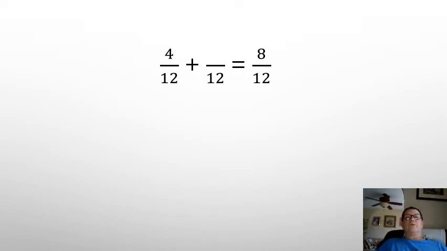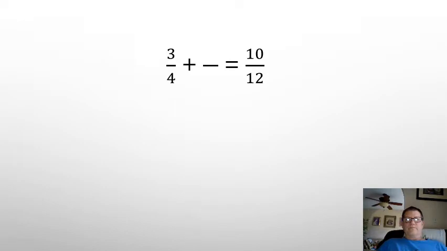On this one, once again, we have all 12s and we're only missing the numerator this time. We know the 12s are correct, and 4 plus 4 equals 8, so the numerator would be 4. Pretty simple so far, right? Okay, let's see how the next one goes.